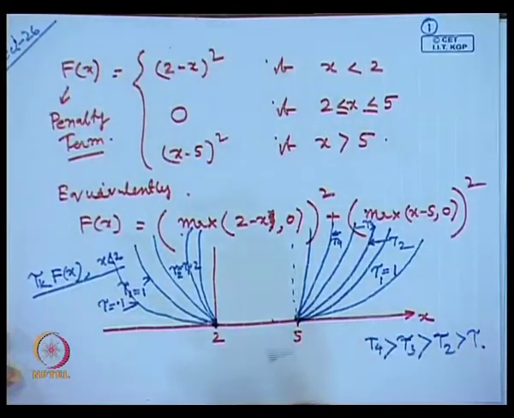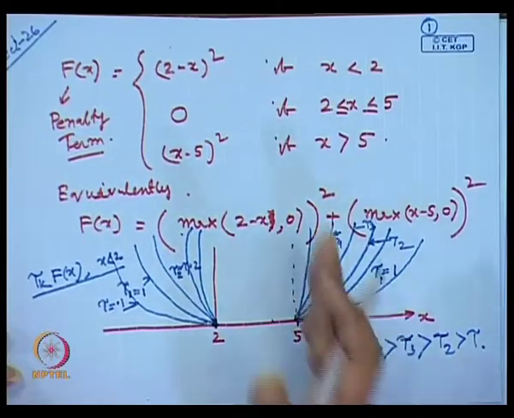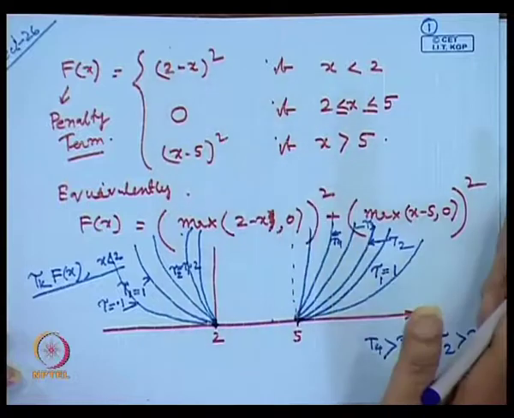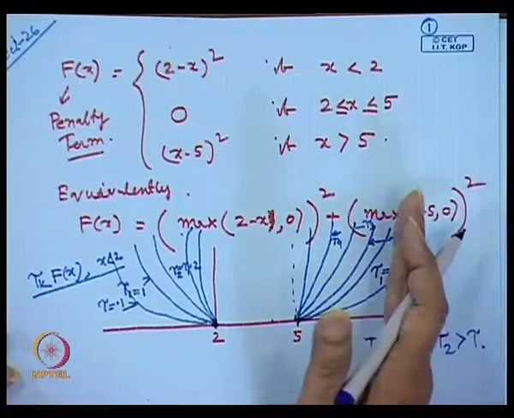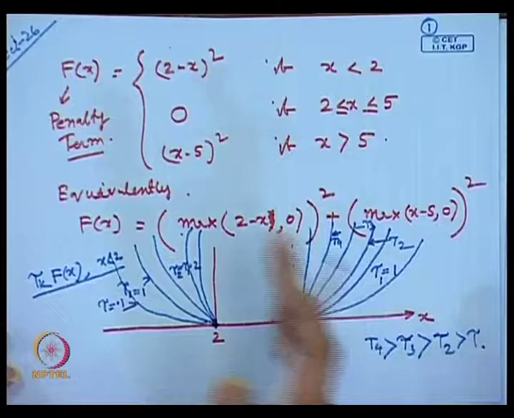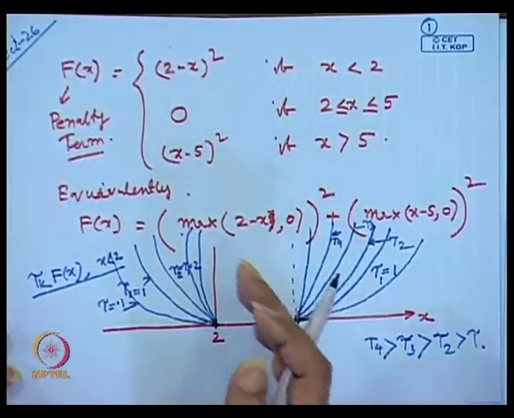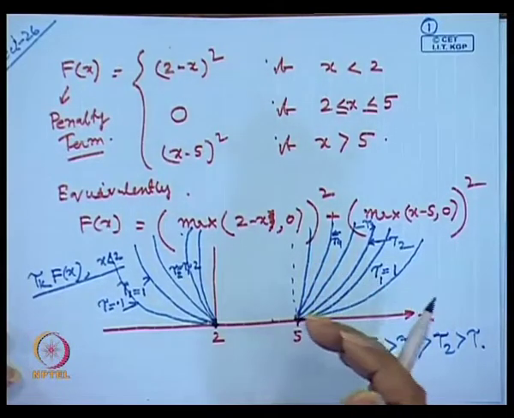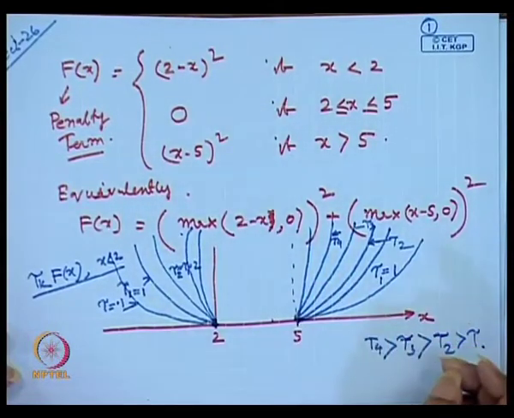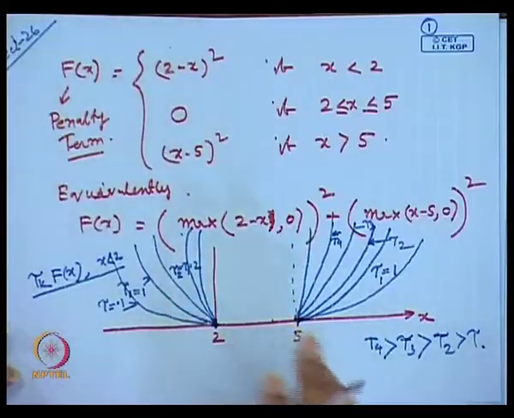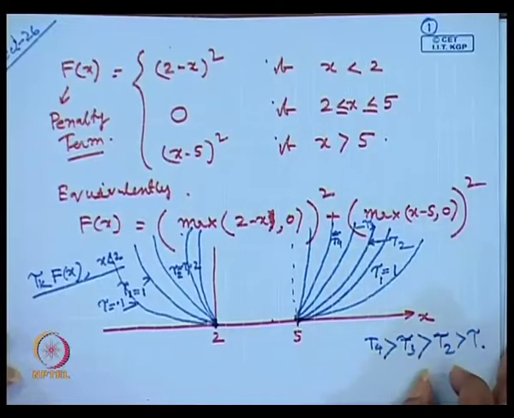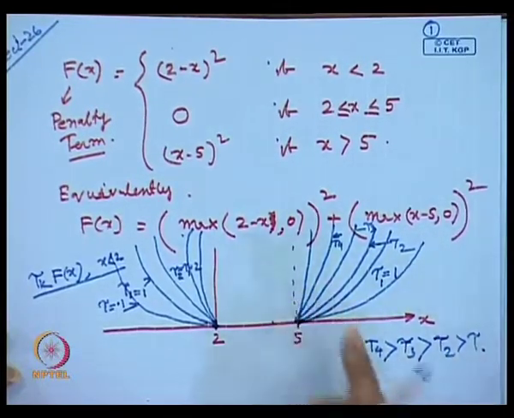So, in our iteration, the tau value will start from a small value, which is far away from the boundary region. Then in the next iteration we increase the tau value, that means the penalty coefficient value will keep increasing and approach infinity. In other words, we are approaching from the infeasible region to the feasible region, and we are getting the optimal solution.